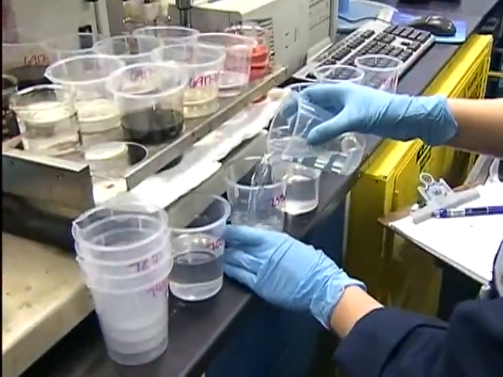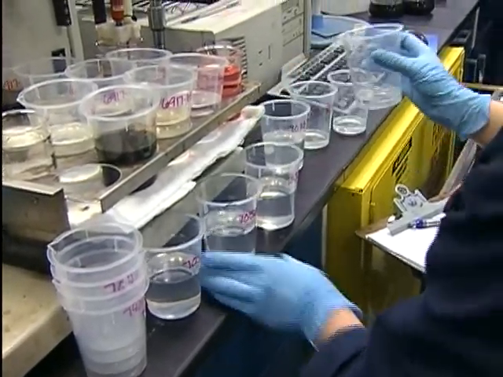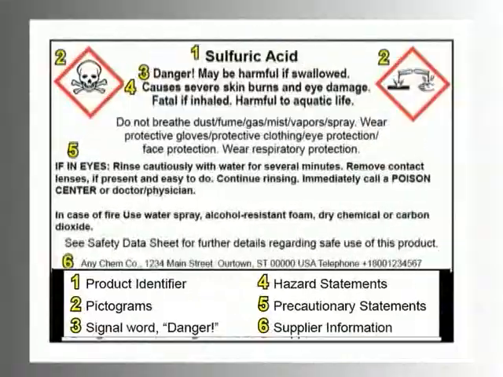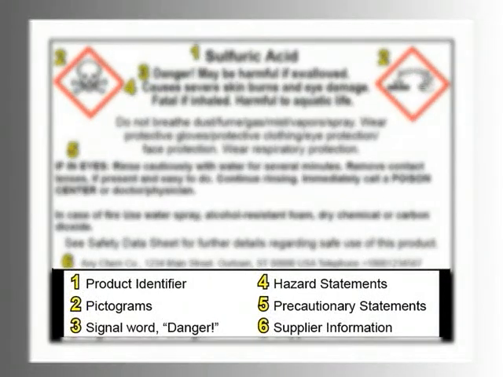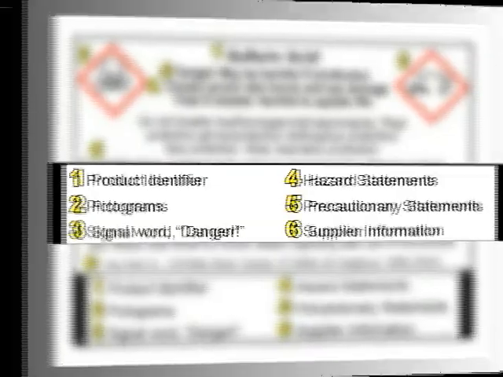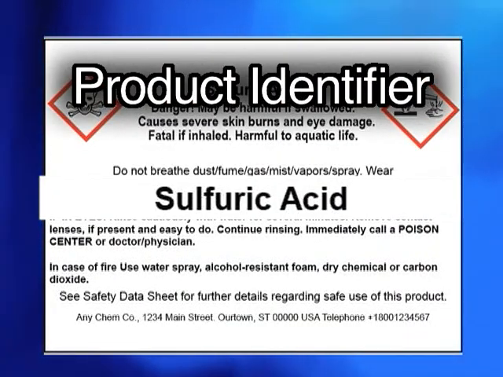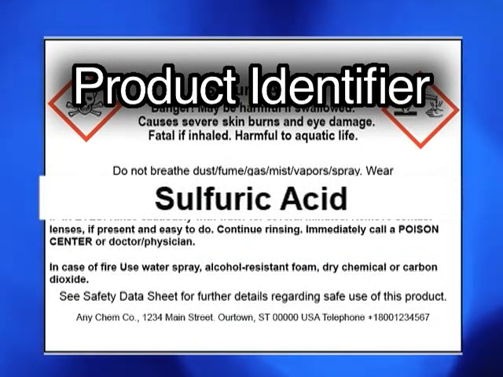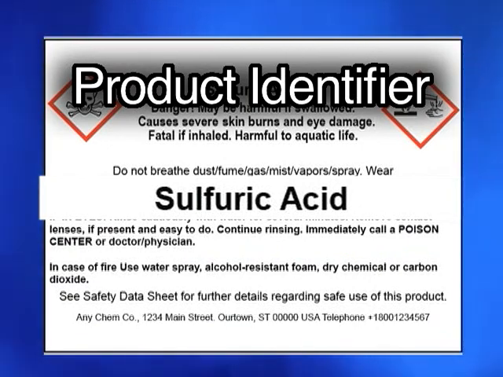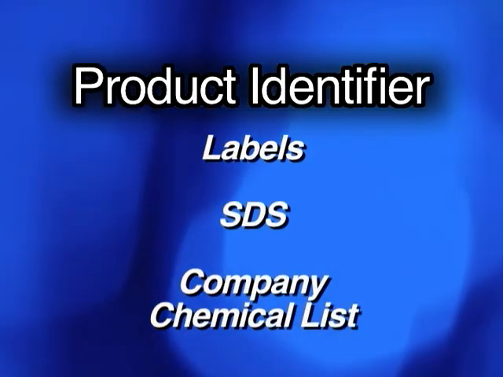Employees should know how to read chemical labels and understand the information presented before dealing with hazardous chemicals. As mandated by OSHA, certain information is required on all chemical labels. Product Identifier. This is the unique name or number used to identify a hazardous chemical. The same product identifier must be used for the label, SDS, and required company chemical list for each chemical.